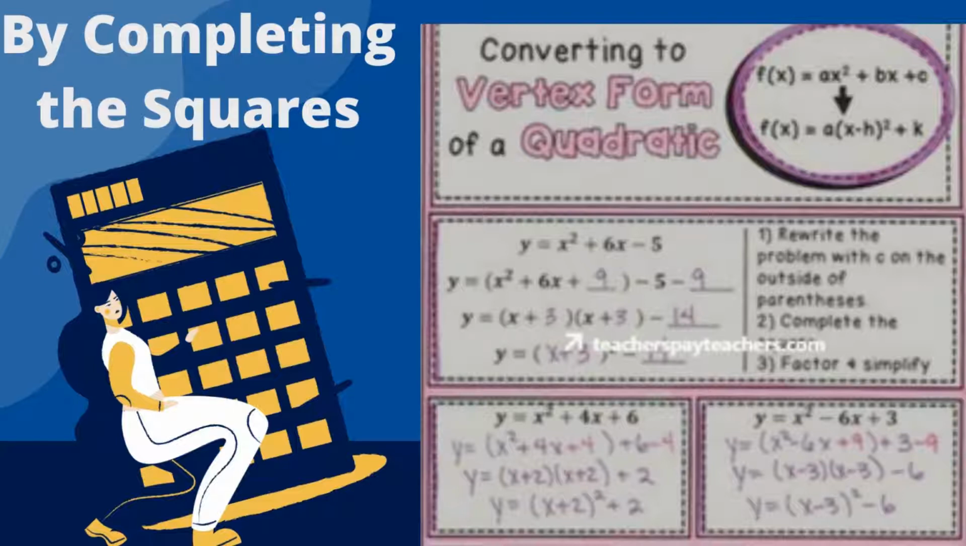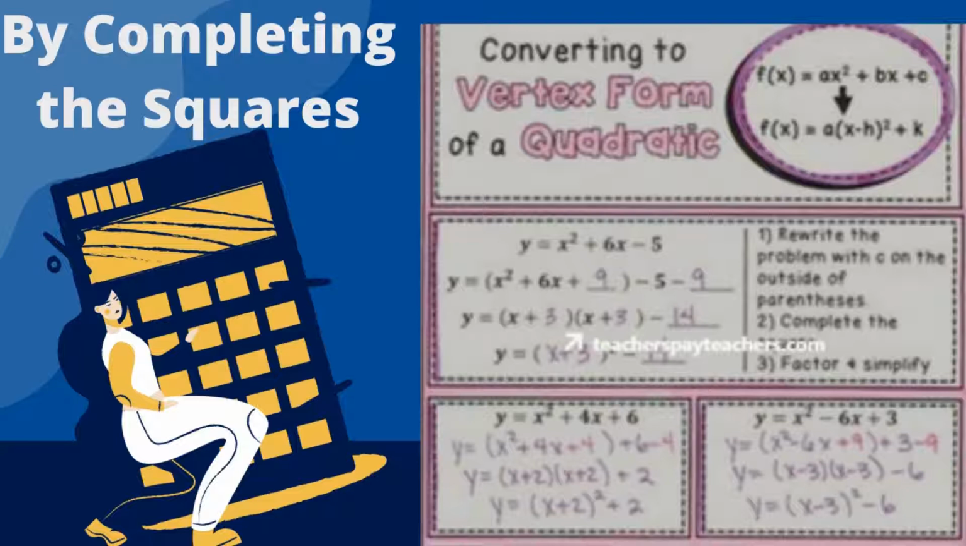Let's try another example: y equals x squared plus 4x plus 6. Put the letter c, or the 6, outside the parentheses. Then think of the third term coming from b: 4 divided by 2 is 2, then squared, and that is 4. That is now your third term, or letter c. Of course, you will also put the number outside, the opposite of positive 4, and that is negative 4.